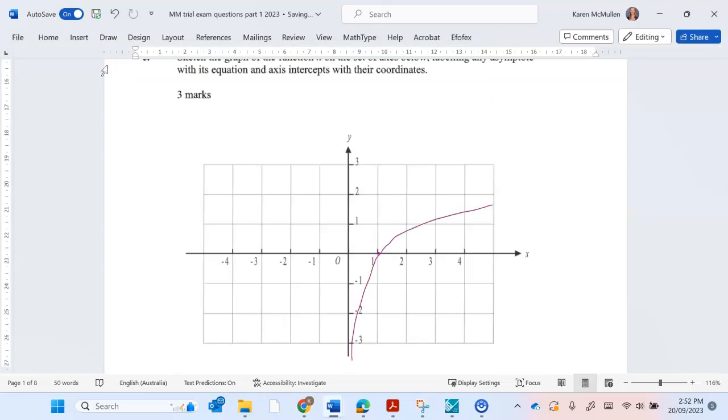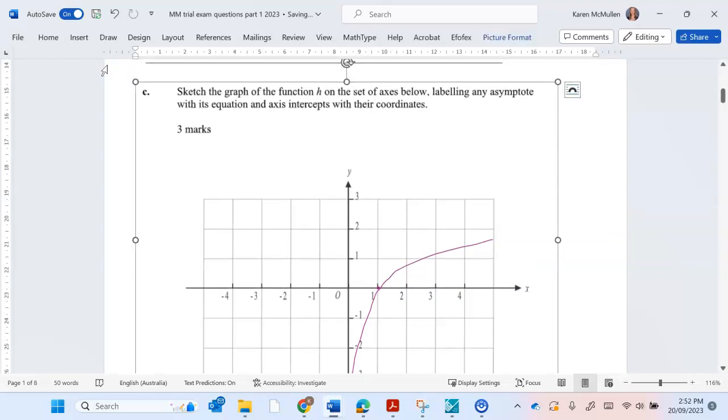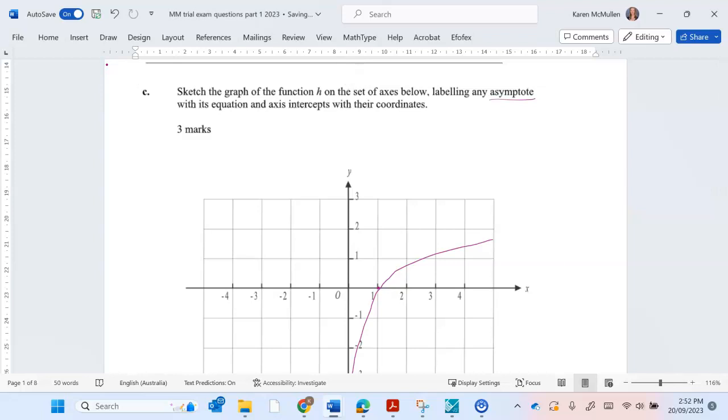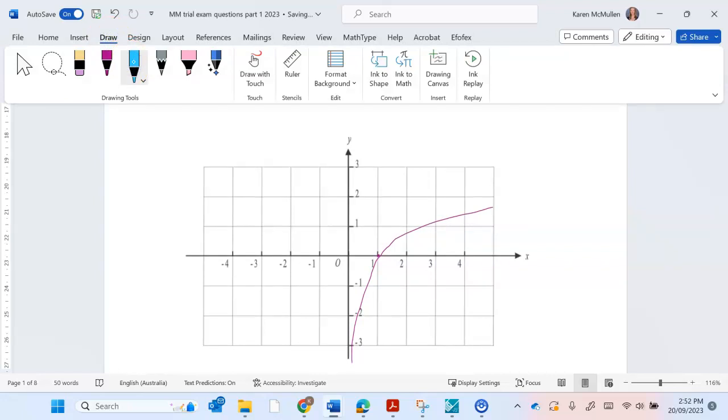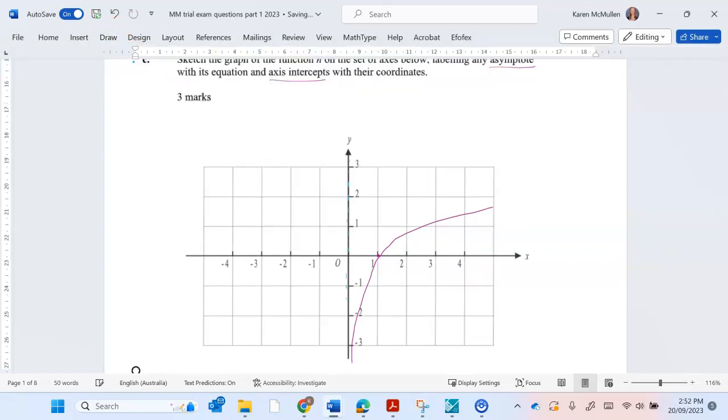All right, I don't think you'd be penalized for having it too out of whack, that's not very mathematical, but they are looking for your asymptotes, axes and axes intercepts. You do have to get the shape correct. All right, so as I said before, we do have this vertical asymptote, because the graph's been shifted across 2, so here it is now at negative 2.